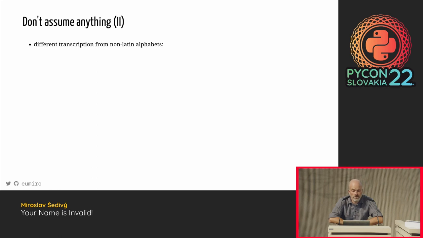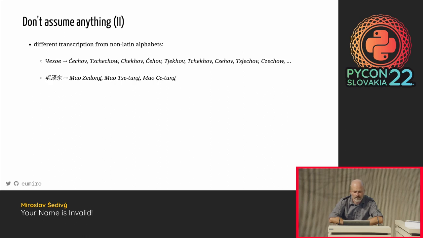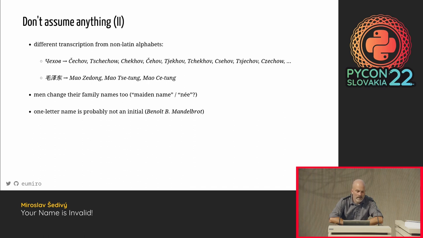There are different transcriptions from non-Latin alphabets, so for example, from Cyrillic. You have plenty of different ways of writing it. The other way around, a few years ago, I went to Russia twice, and in my passport, I had two visas, and in both of them, my last name was transcribed differently into Cyrillic. And, of course, Chinese and some other alphabets. Men, can they change their family names too? So if you use something like maiden name or née, well, this is for females, but for males, it can be different. A one-letter name is probably not an initial, so Benoit B. Mandelbrot, this B doesn't mean anything.